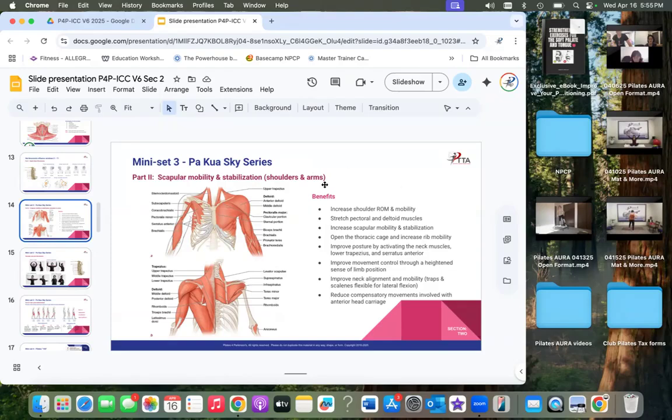So there's a lot of shoulders and arm movements here. These benefits increasing the shoulder range of motion, stretching the pectoral muscles, which is really important because Parkinson's is very much so a forward flexion condition, activating deltoid muscles, anterior, the medial, and the posterior with all this arm stuff that you're doing. And then opening the thoracic cage. So you can read that little list there that's on the slide.